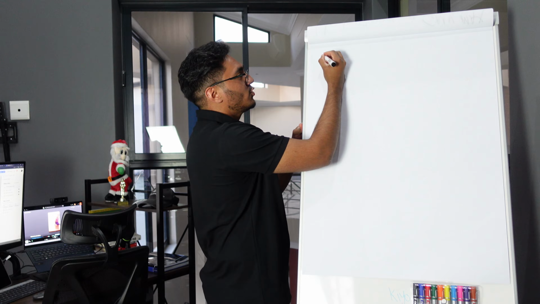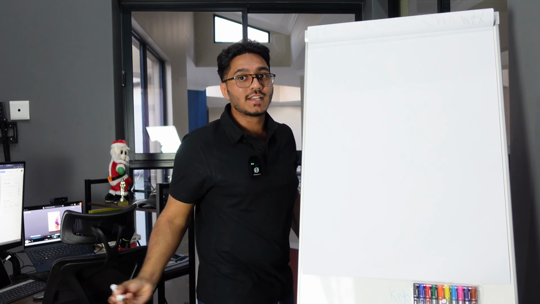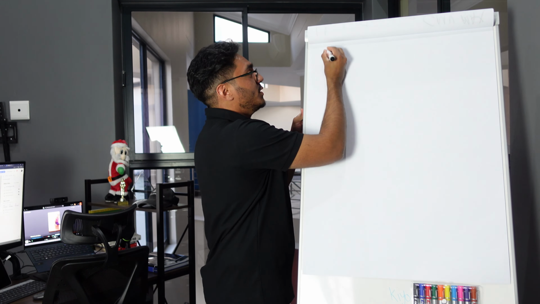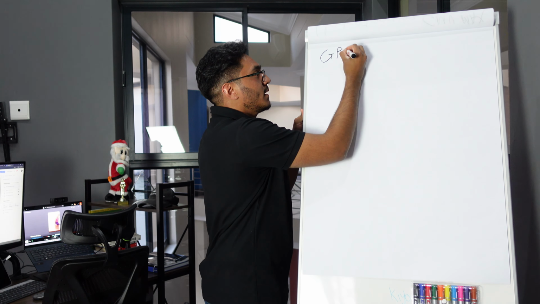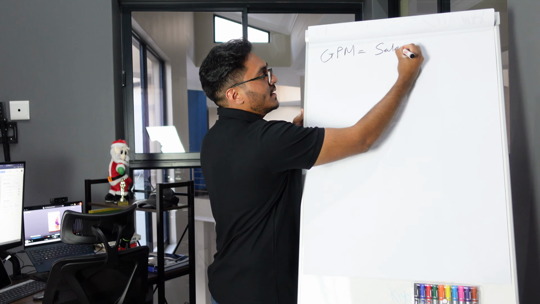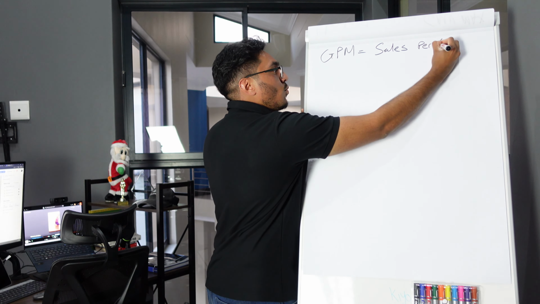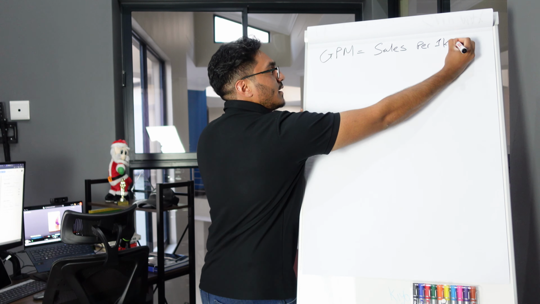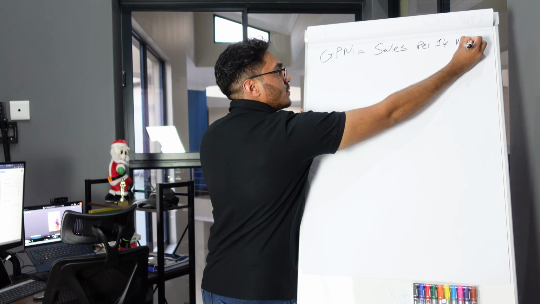So you're going to look at a metric that's on the back end, which is the GPM. And that's basically the sales or the GMV per 1K views.